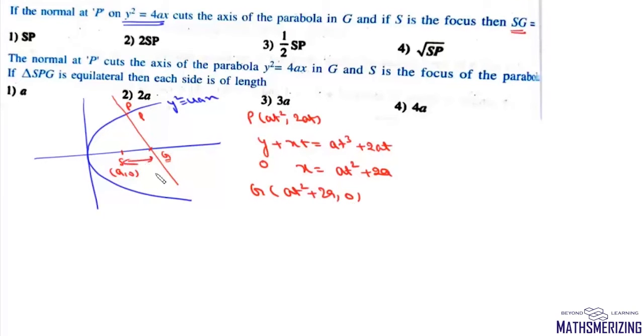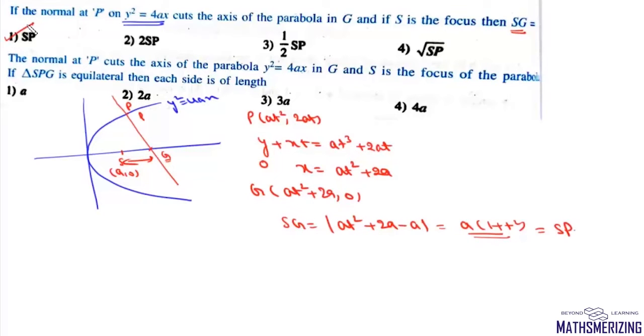So this distance SG is simply at² + 2a minus a. So it will simply be a + at², that is a(1 + t²). And we know that this is the focal distance, which is equal to SP. So that means the answer to this question is option number 1.